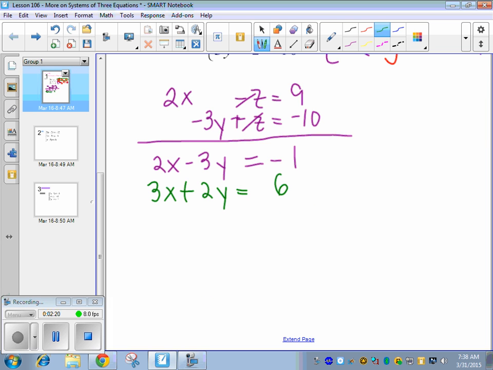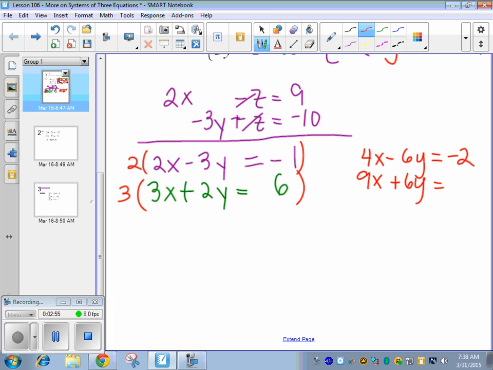And we're going to do elimination again. Do you guys want to cancel the x's or the y's? Y is slightly easier because you already have plus and minus. It really doesn't matter. Okay. So I'm going to multiply the top by what? 2. And the bottom by what? 3. All right, so top equation times 2 is 4x minus 6y equals negative 2. And the bottom equation by 3 is 9x plus 6y equals 18.